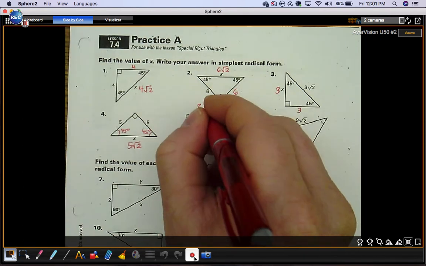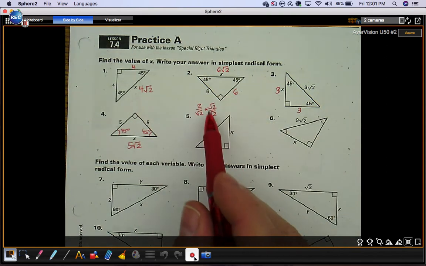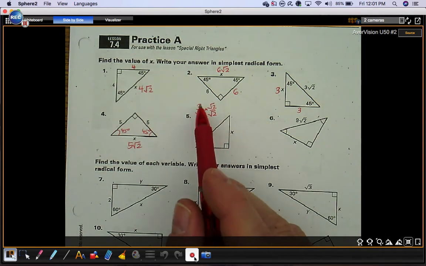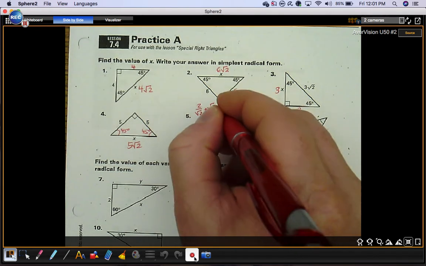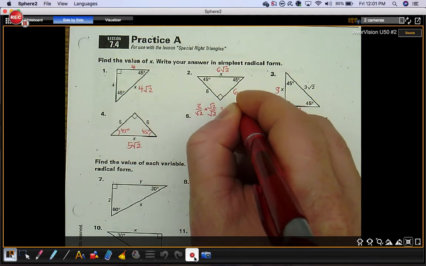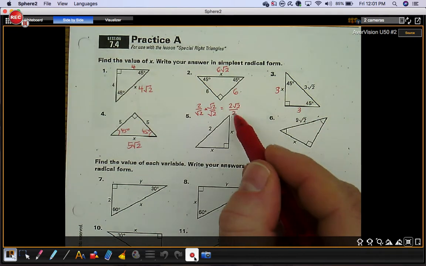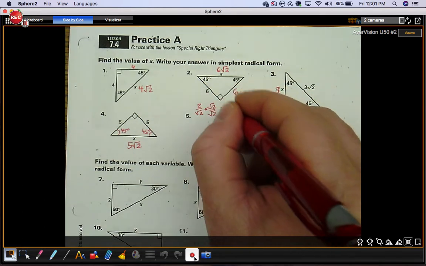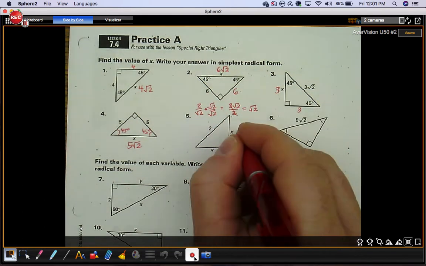You want to rationalize the denominator. Square root of 2 divided by the square root of 2 is equal to 1. So when I multiply this fraction by 1, I'm not changing its value. I'm just making it look different. Notice how both numerator and denominator have a 2. So those cancel, and you're left with the square root of 2. That's how long your legs are.